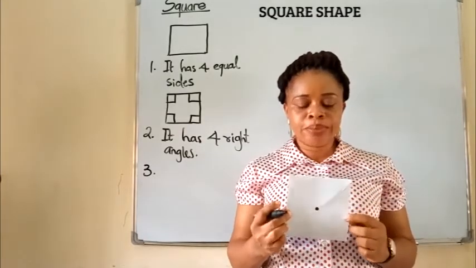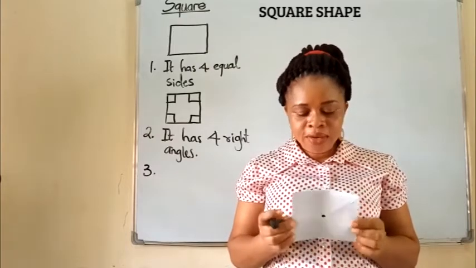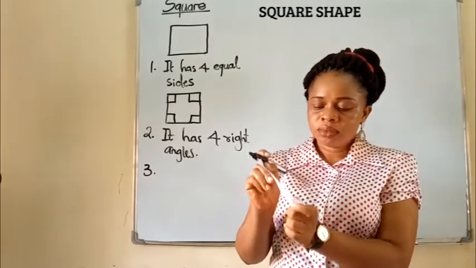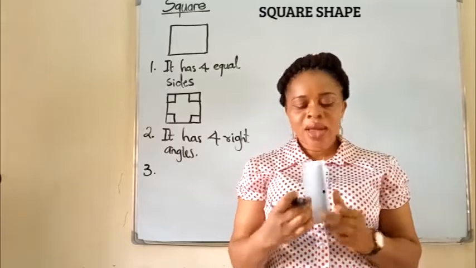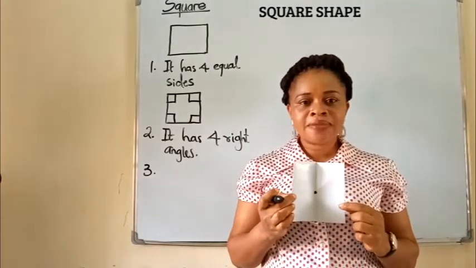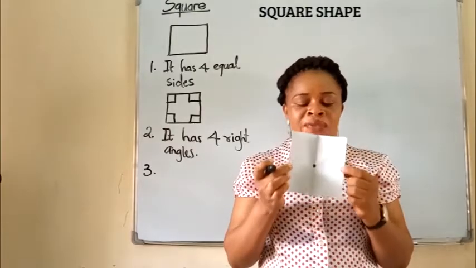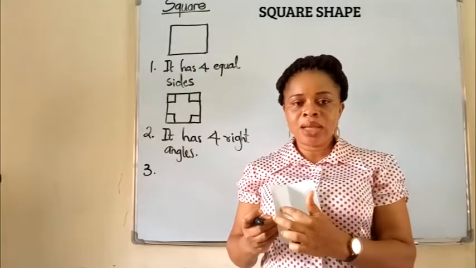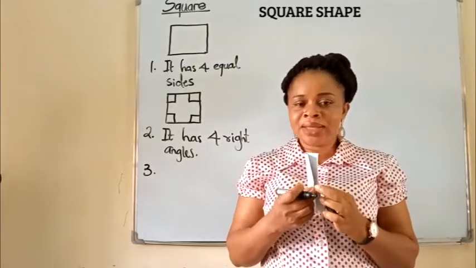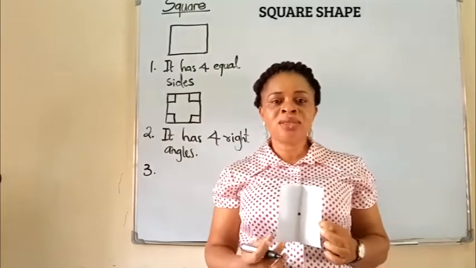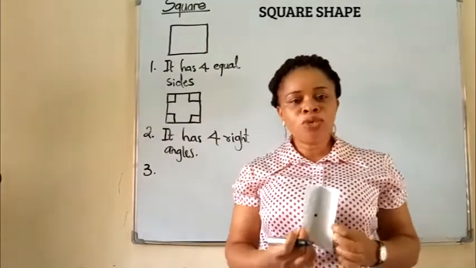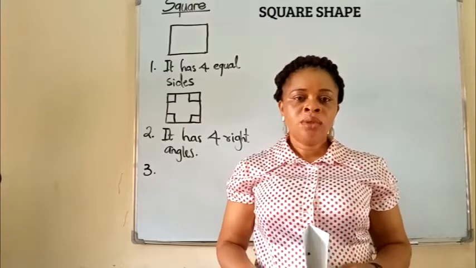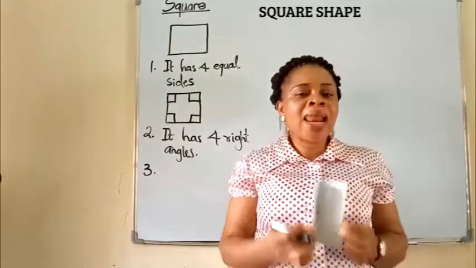This is a square shape, and if I fold it this way, I'm having identical halves of a whole. It will be difficult for me to differentiate this part from this part. Why? Because they are identical. Just like we have identical twins, and we will not be able to differentiate which one is this one and which one is that one, because they look alike.